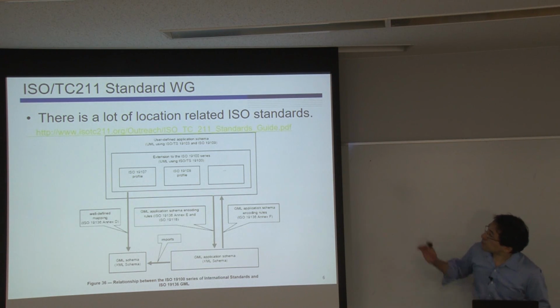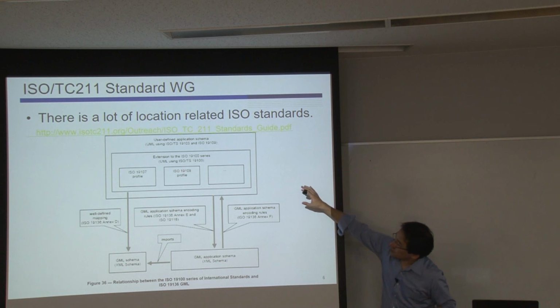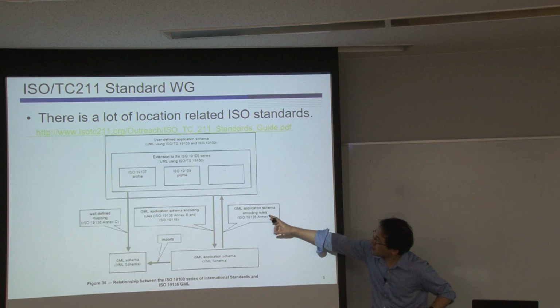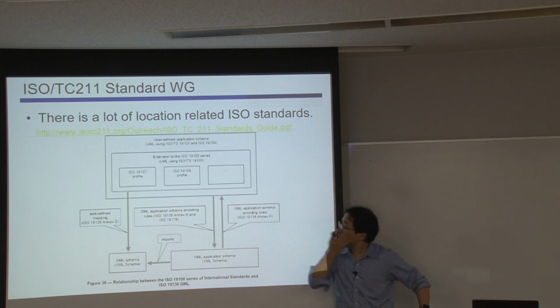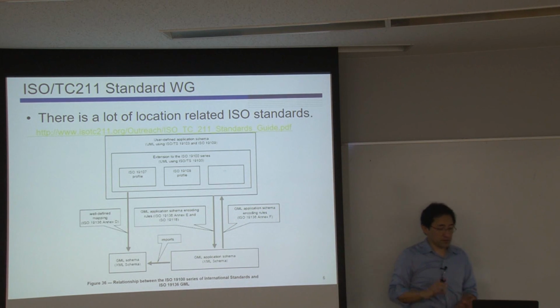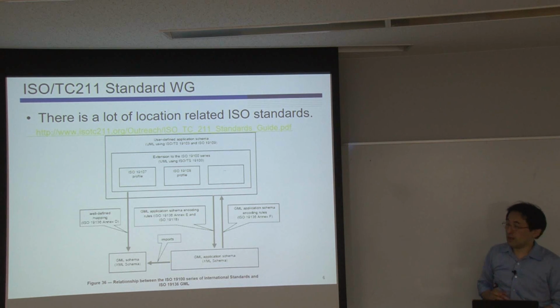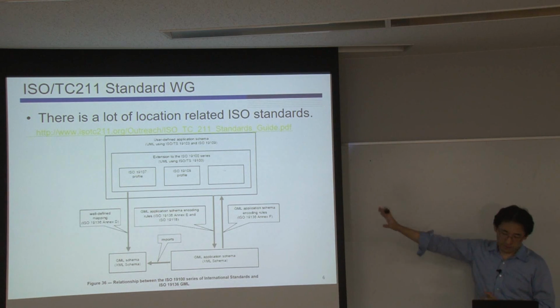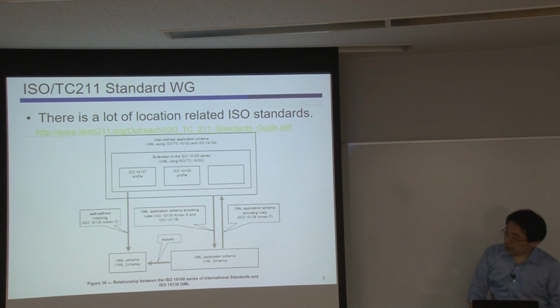Anyway, there are just a few of them, and you can see these. Each box means some standards, and they are related. So a lot of standards related to location work exist. If you have to think about the location, you have to know about these kinds of standards.